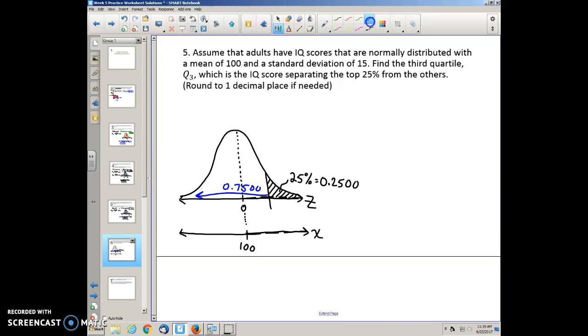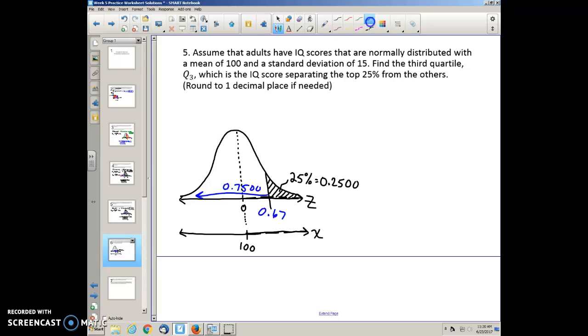What you do on the table now, if you're going to use the table, is look within the table at the 4-digit numbers. Those are all areas to the left of some Z-score. And find 0.7500. If you can't find 0.7500 exactly, you're going to use the number that's closest to it. So if you do that, you're looking for the Z-score such that the area to the left is approximately 0.7500. The closest one you'll find is 0.67.